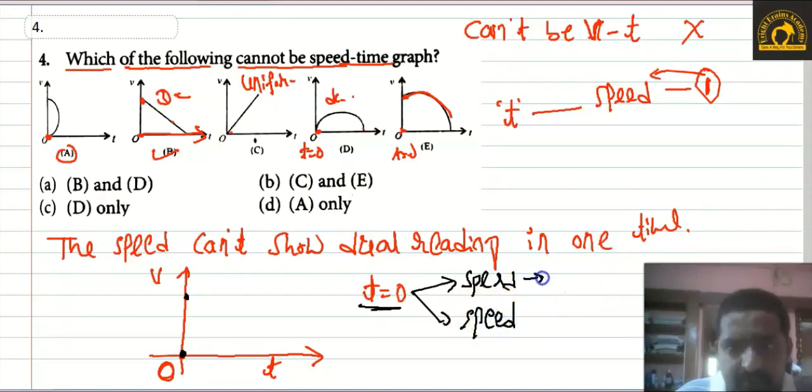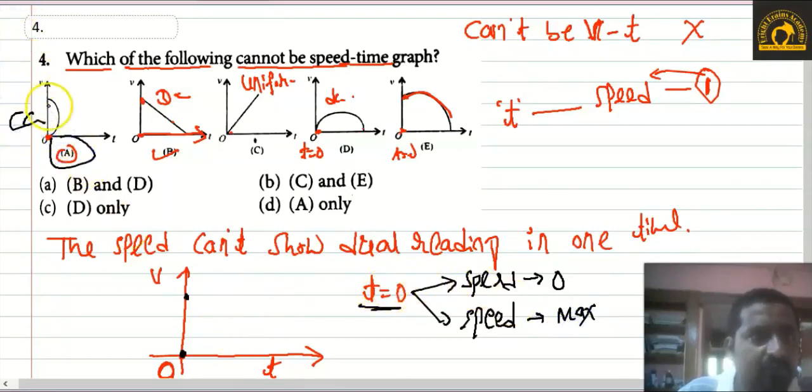One reading is that the speed is 0. The other reading is that the speed is maximum. So at a particular time this is not possible. That is, option A cannot be right. That is the right answer.